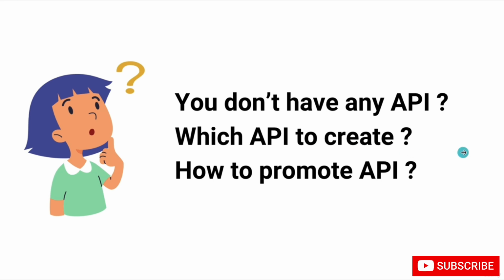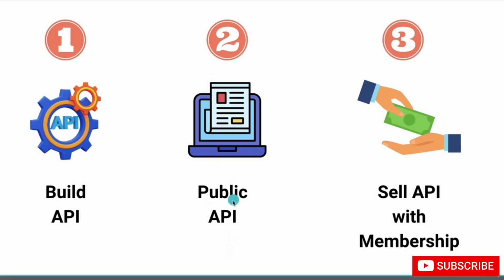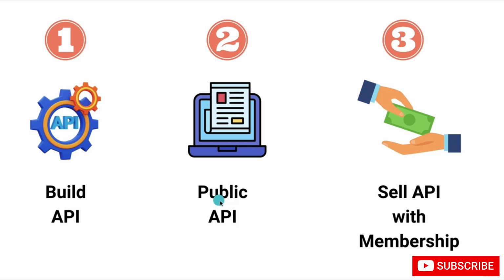Then my friends, using this method 1, we are going to use 3 steps. First, we are going to build the API. Second, we are going to publish it, it's publish basically. And the third thing is that we are going to sell this API with some membership.